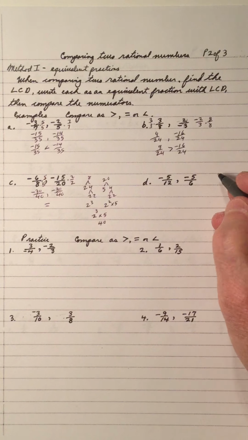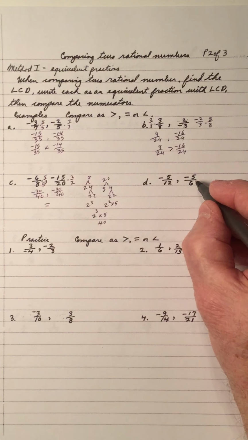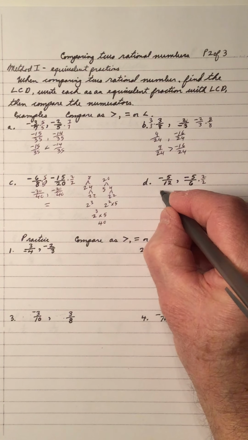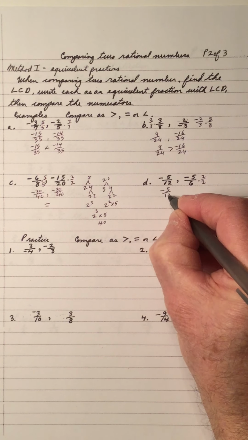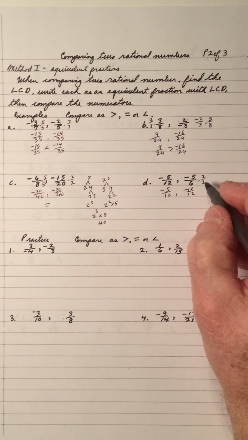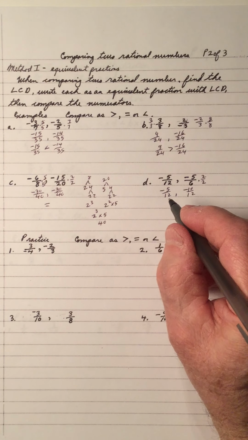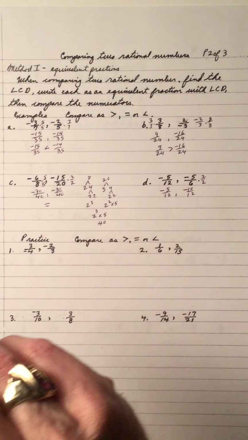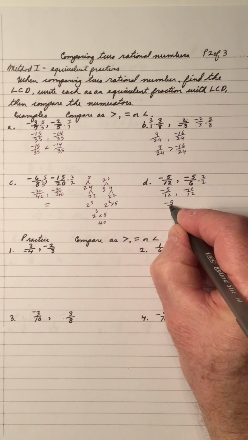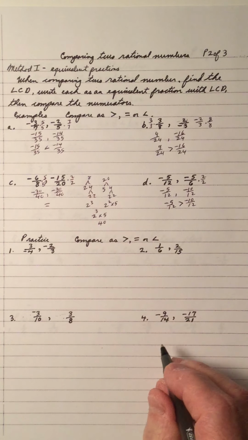D, we want an LCD. Very easy for 12 and 6. The LCD is 12. So we multiply the second fraction by 2 over 2. So negative 5 over 12 compared to negative 10 over 12. We have the same denominators, so negative 5 is where in relation to negative 10? On the number line, negative 5 is to the right, so that means negative 5 over 12 is greater than negative 10 over 12.